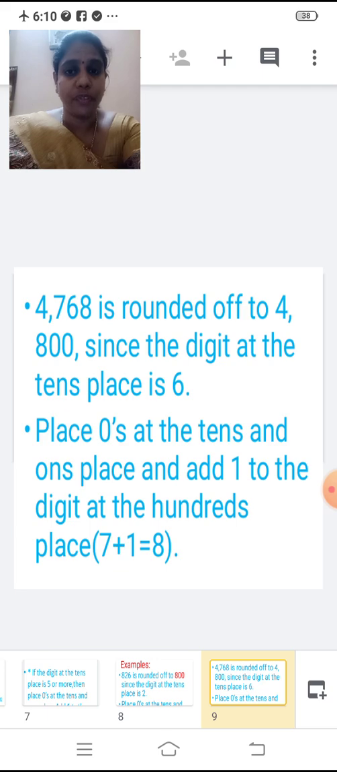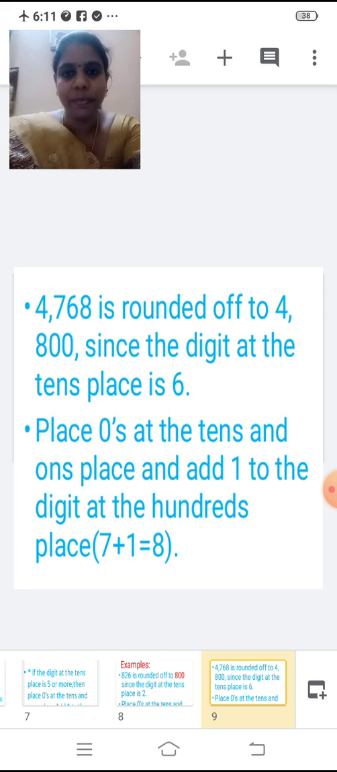If it is 5 or more than 5, what do you have to do? Place zeros at the tens and ones place. So 0, 0. Then you have to add 1 to the digit at the hundreds place. What digit are we having at the hundreds place? 7, right? So 7, you're going to add 1 to the digit. 7 plus 1, 8. Very good. So 8, and in the thousands place we have 4.